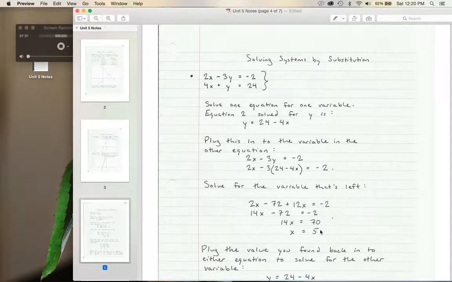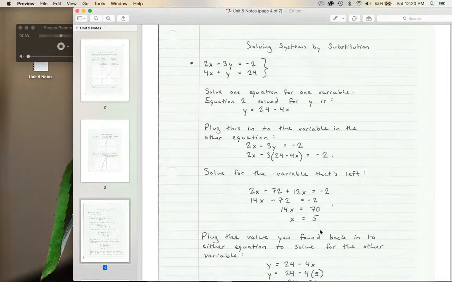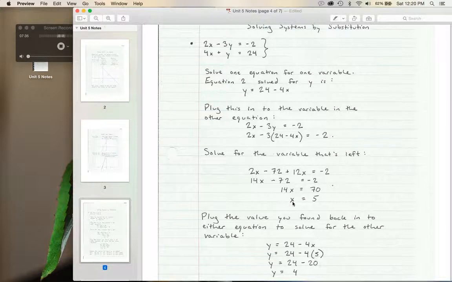Here's another place where you can make a choice. You can plug the value you found, in our case x equals 5, back into either equation, in fact any equation we've used so far, to solve for the other variable. I could plug this x equals 5 into this first equation and solve for y. I could plug it into the second equation and solve for y, and I would get the same y value, the one that I'm looking for.